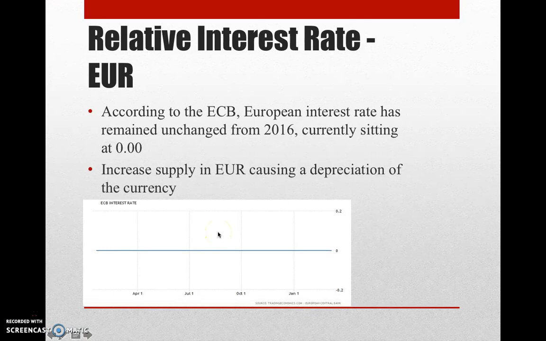According to the European Central Bank, the European interest rate has remained unchanged since 2016, currently sitting at zero, as shown in the graph. Increased supply in Europe causes a depreciation of the currency.